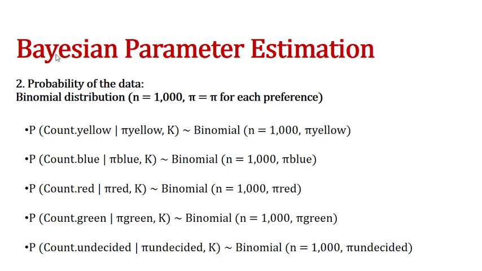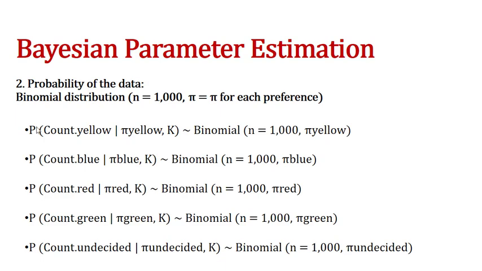So we are going to use the binomial distribution. Remember, the binomial distribution has a parameter n, which in this case is 1000, and it has a parameter called probability, which is called pi as well. And in this case we are going to use a pi for each preference.